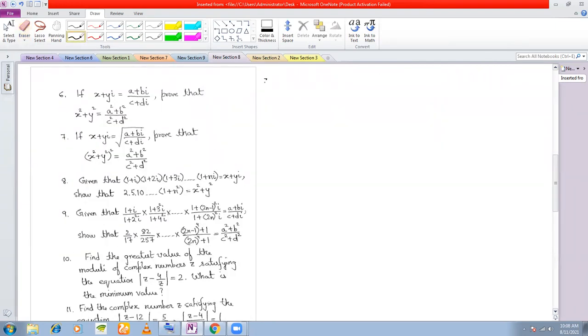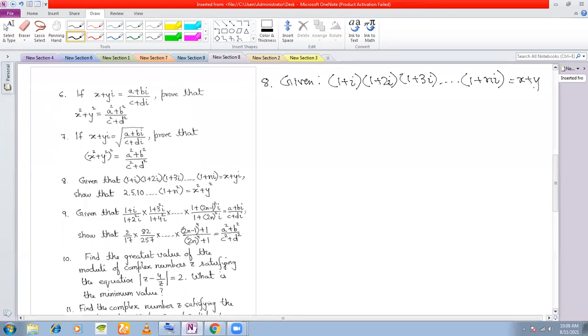Number 8. Given here is 1 plus i, 1 plus 2i, 1 plus 3i, and so on up till 1 plus ni, where n is a natural number, is equal to x plus yi. You need to show that 2 into 5 into 10 into and so on up till 1 plus n square is equal to x square plus y square.